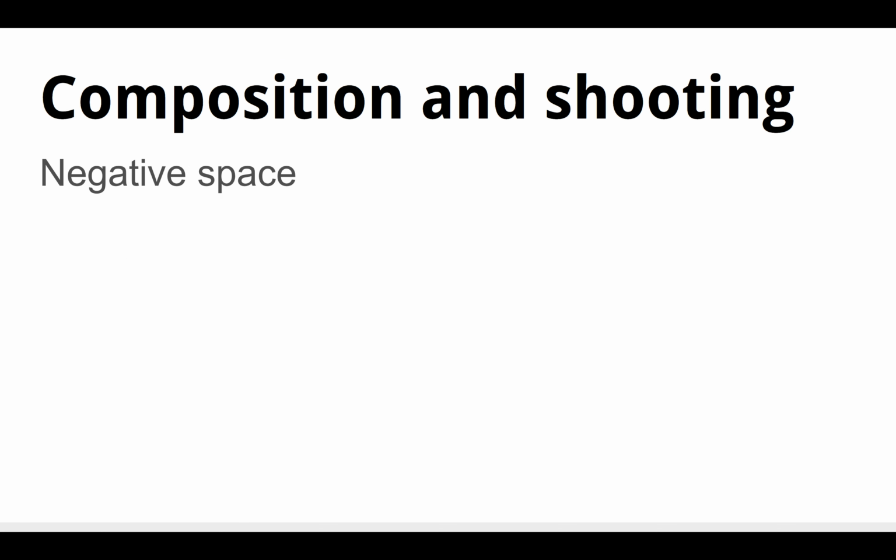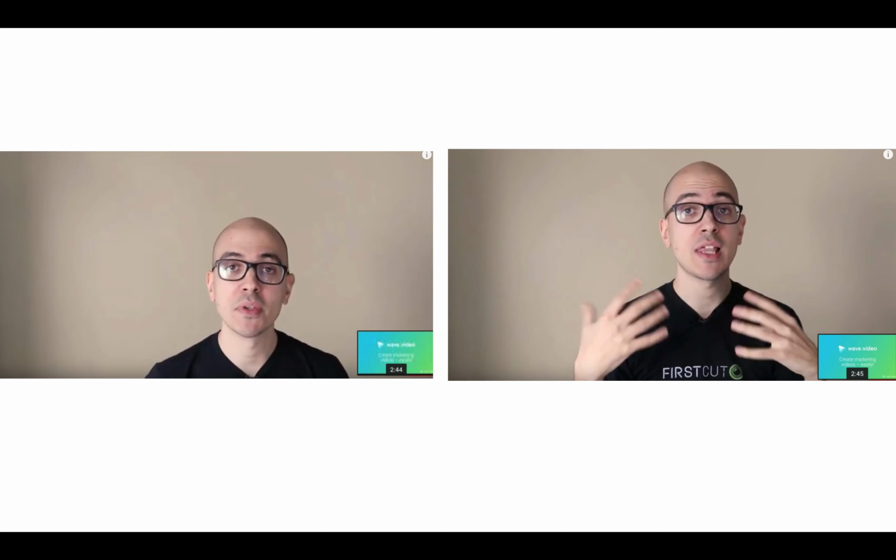So we've talked about lighting a little bit. I want to talk about composition and shooting. First thing I want to talk about with composition is negative space. Negative space means there's nothing in that part of the frame. So if you'll look, we have a lot of negative space around the sky on the left.